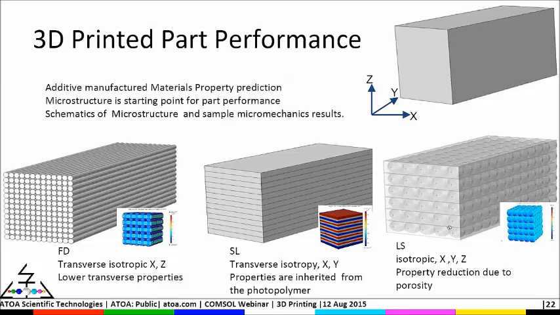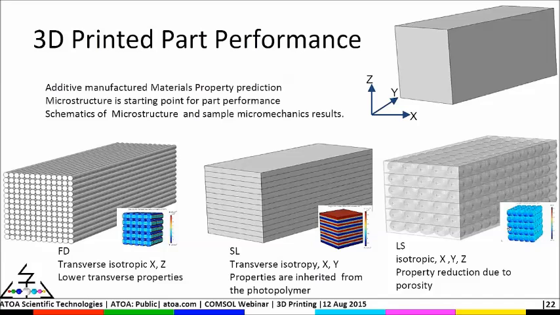Laser sintering. This micrograph is the microstructure of a laser sintered 3D printing process. In this case, we use the granules to fuse together. These are ideal microstructures, by the way, so you would expect a microstructure something like this.